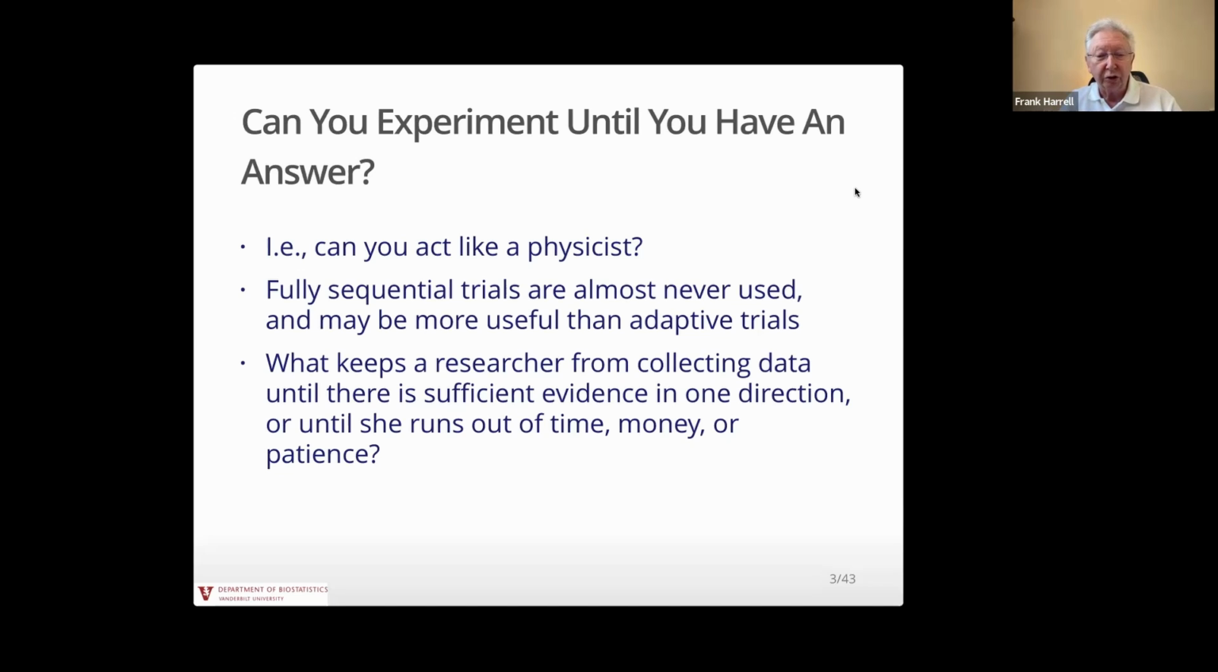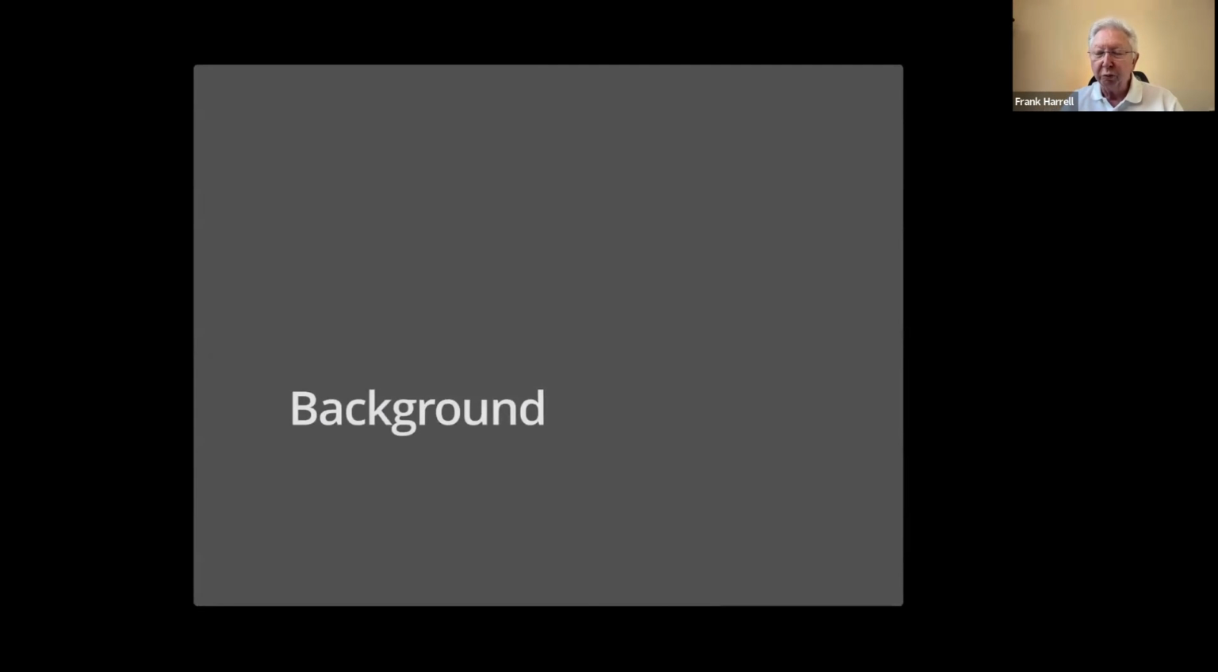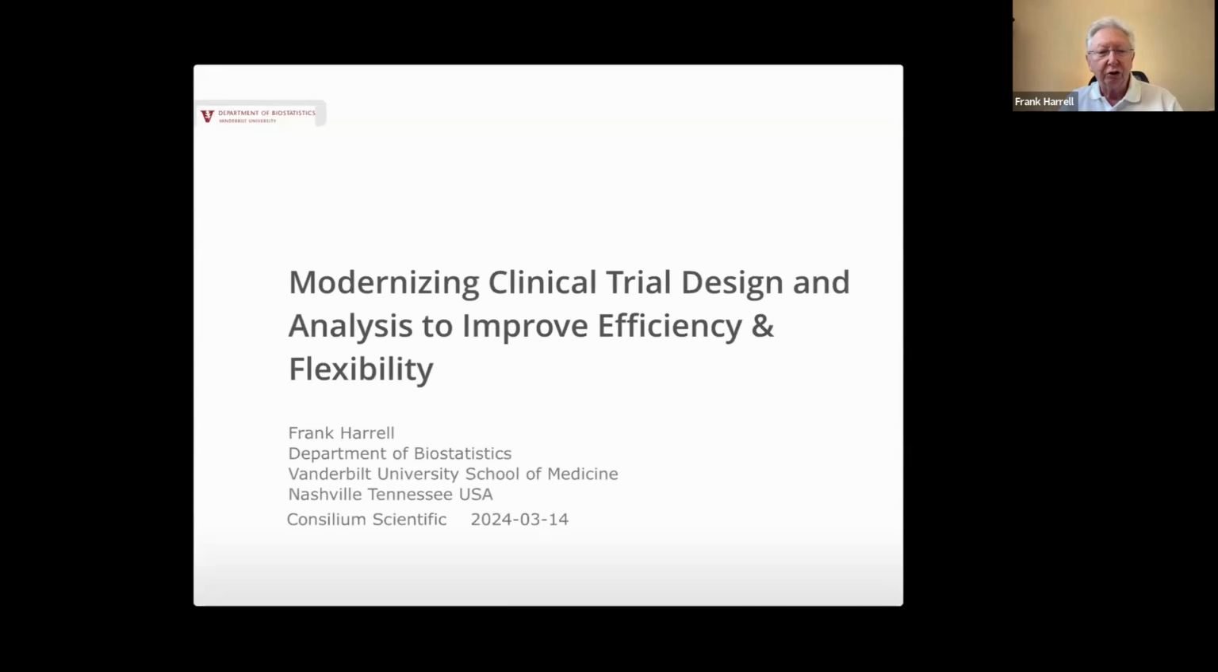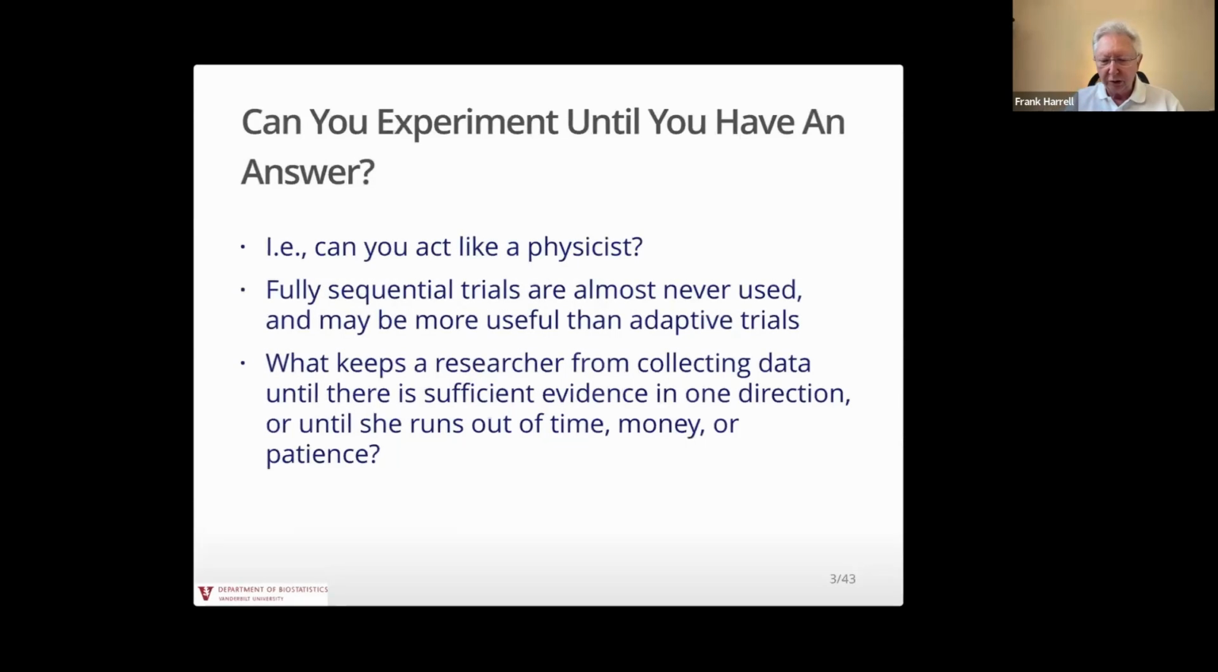So why do we not just collect data until we have sufficient evidence in one direction? The direction could be benefit, could be harm, could be non-inferiority, whatever you're interested in, and keep going until you run out of time, money, or patience. From a scientific standpoint, there's absolutely nothing wrong with that philosophy. But we tend to engage in voodoo when we do sample size calculations, and any statistician will tell you that sample size calculation is where we feel like we're doing our most embarrassing work. It's a big game that some people call the sample size samba, and we would like to get away from that.